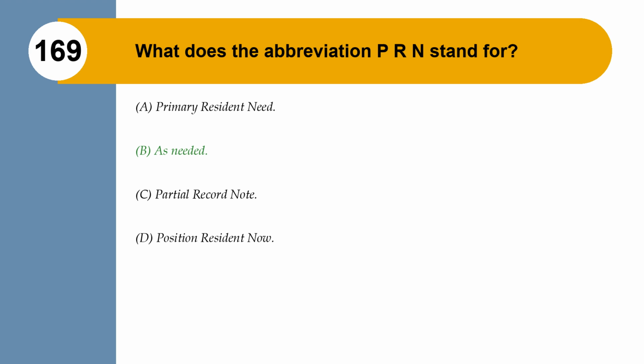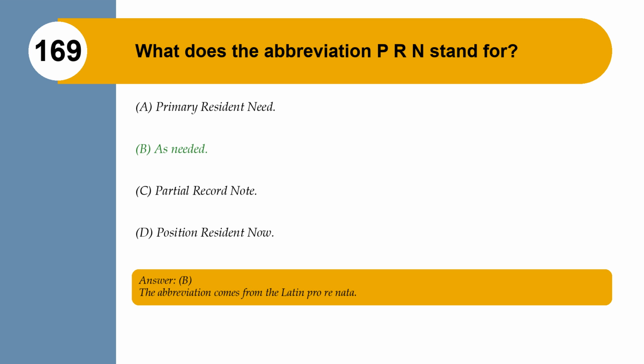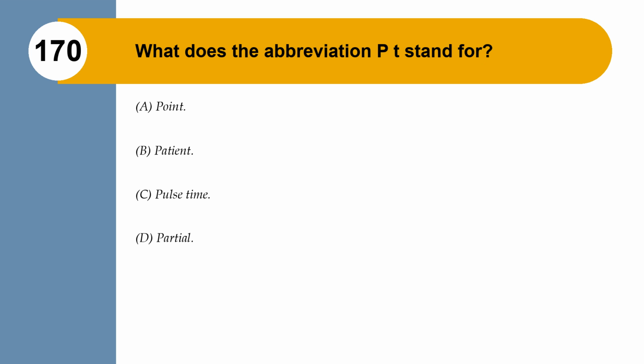The correct answer is option B, as needed. Explanation. The abbreviation comes from the Latin pro re nata. Question 170. What does the abbreviation PT stand for? Option A, point. Option B, patient. Option C, pulse time. Option D, partial.